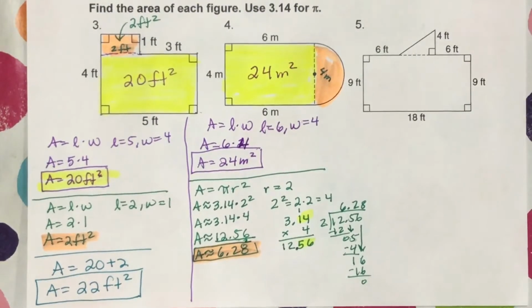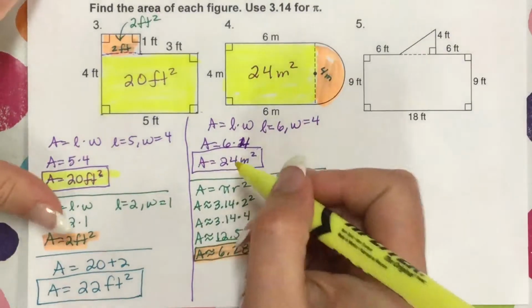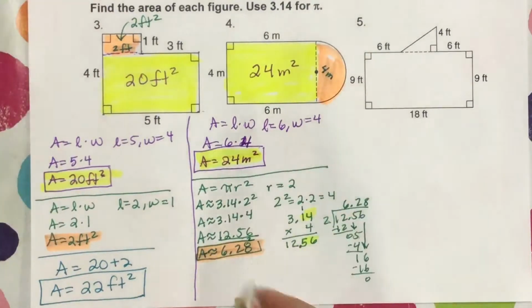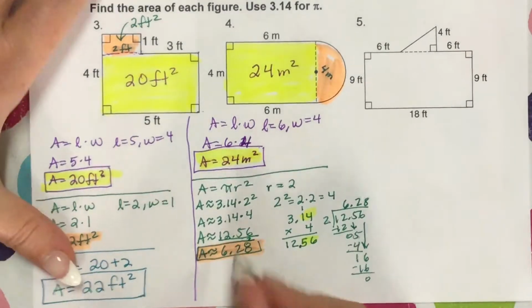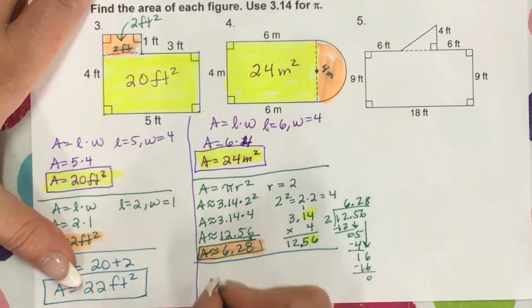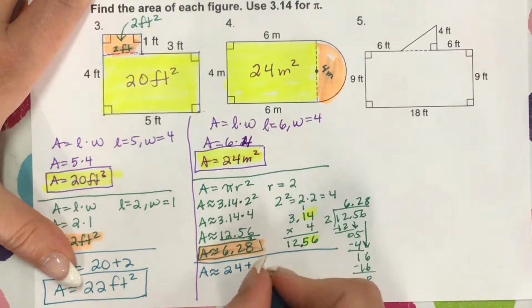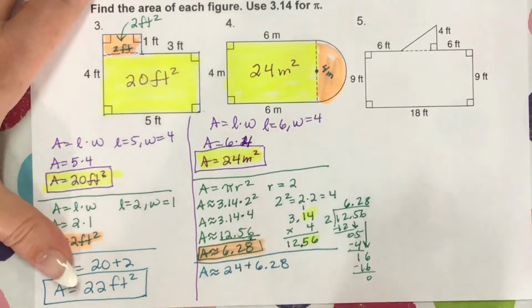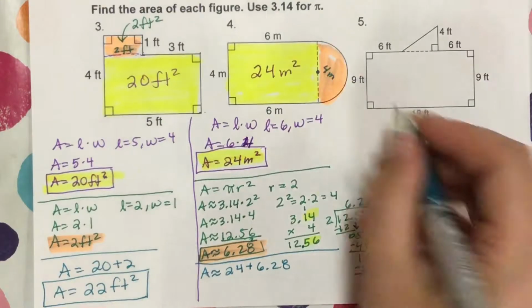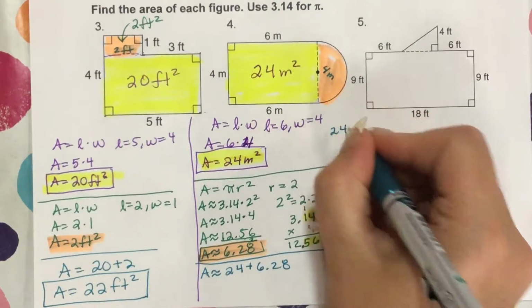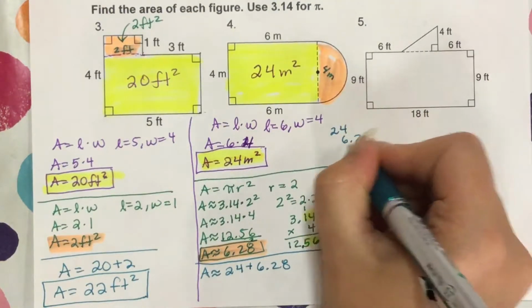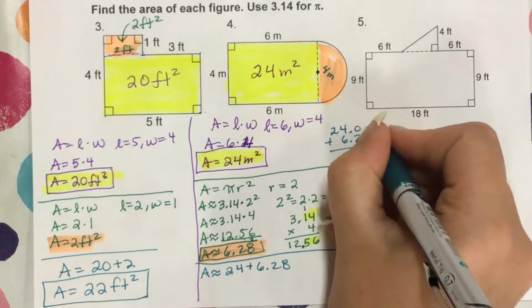We need to find the area, this is the yellow part, of the entire thing. So we're going to have to add these 2 things together. So area is going to be approximately, because I have this approximate value, 24 plus 6.28. And I'm just going to take that up here. 24, 6.28. We're adding decimals. I got to put zeros there.